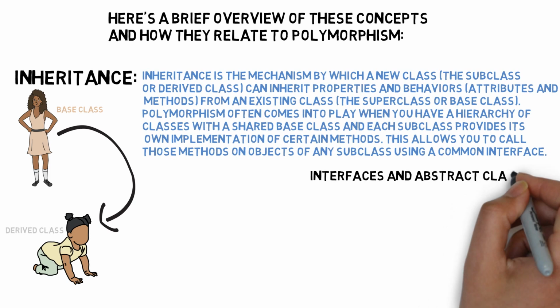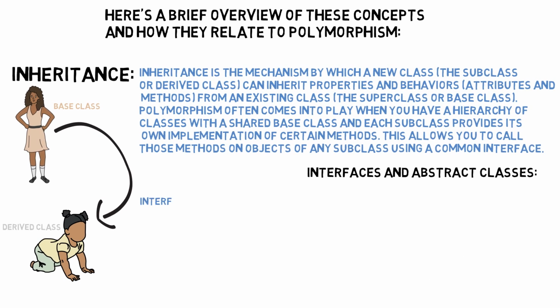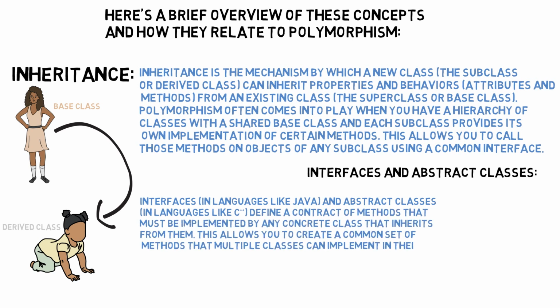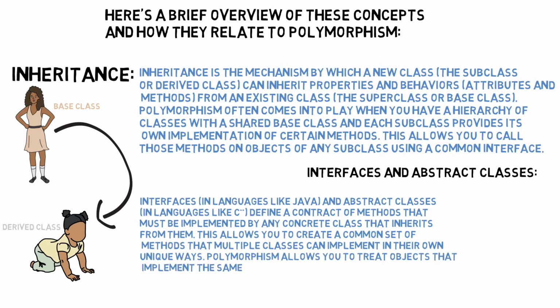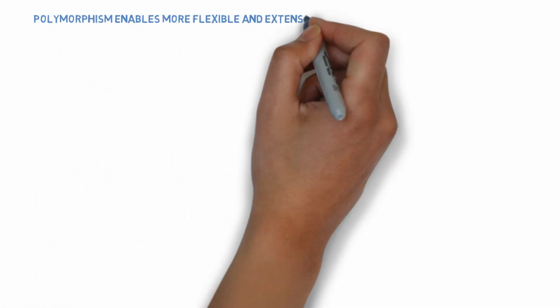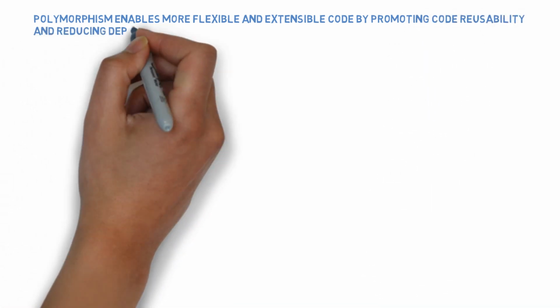Interfaces and abstract classes. Interfaces, in languages like Java, and abstract classes, in languages like C++, define a contract of methods that must be implemented by any concrete class that inherits from them. This allows you to create a common set of methods that multiple classes can implement in their own unique ways. Polymorphism allows you to treat objects that implement the same interface or inherit from the same abstract class as if they were instances of that shared interface or abstract class.